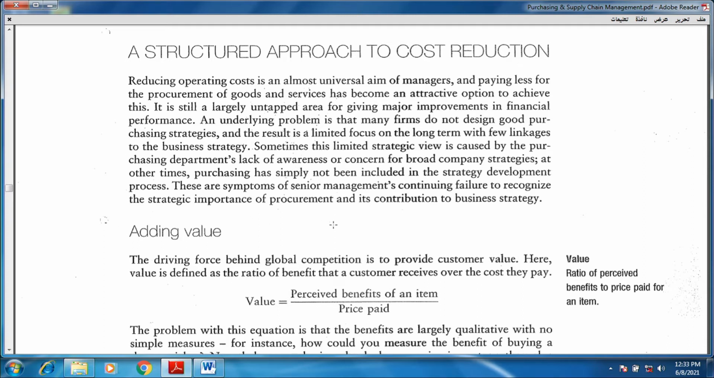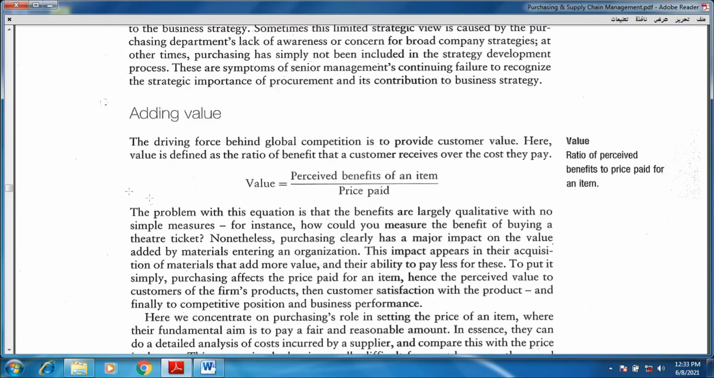We want to, first of all, start with the word which is adding value. We want to add value for our purchases. Think about the value. It's the perceived value over the price paid. So this is the real value. This ratio should be understood all the time by the people who work in the purchasing department.